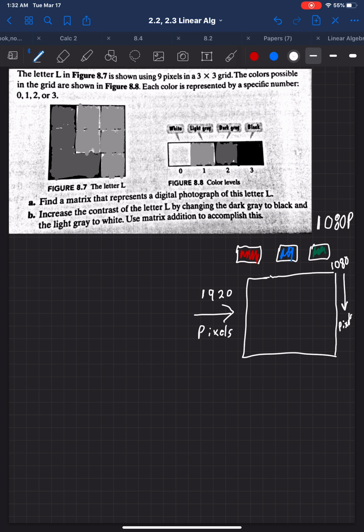And we're going to see some consequences of, or some applications that are born out of, those matrix operations that we were discussing in 2.1.